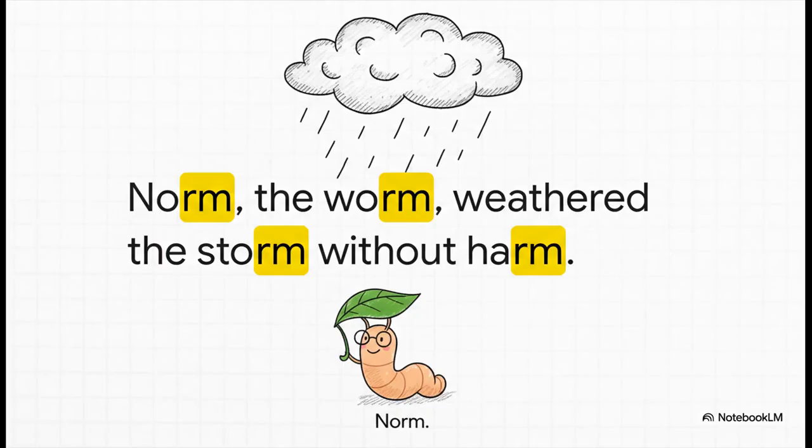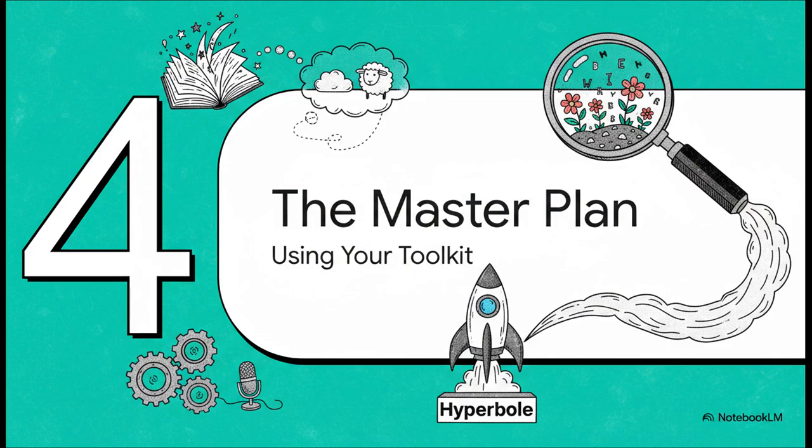And finally, we have consonance. Listen to that repeating arm sound at the end of the words. Norm, worm, storm, harm. It creates this really satisfying, almost rhyming effect that gives the line a great sense of punch and completion. Okay, so we've got this fantastic new toolkit. We know how to spot all these devices, but so what? How do you actually use them all together to really understand a complex piece of writing, like a poem?